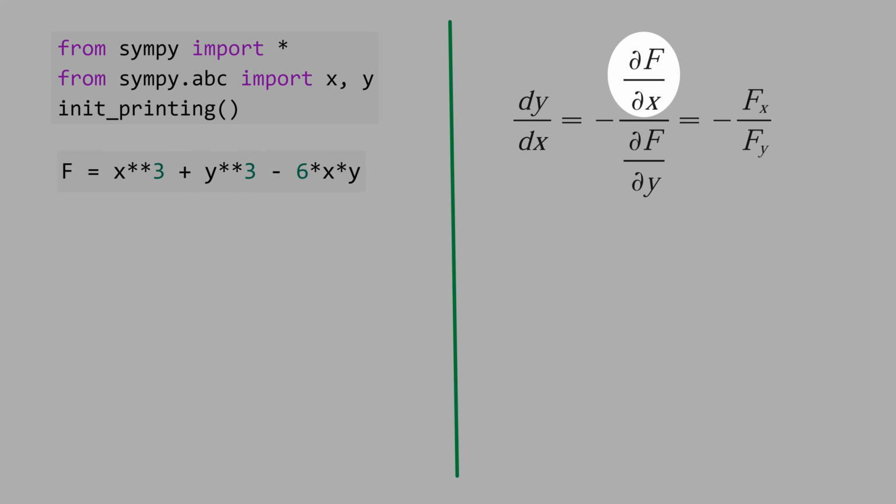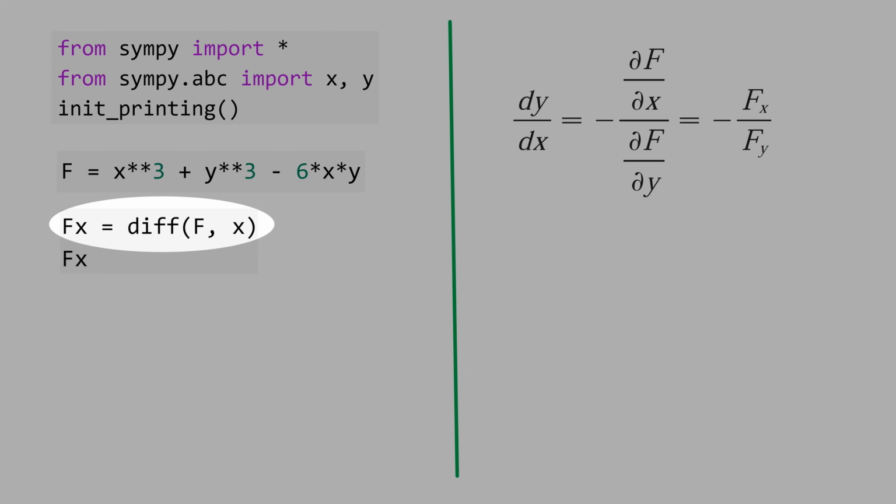Let's take the partial derivative in terms of x. And here is the code. Fx equal diff f in respect to x. And this is the result.